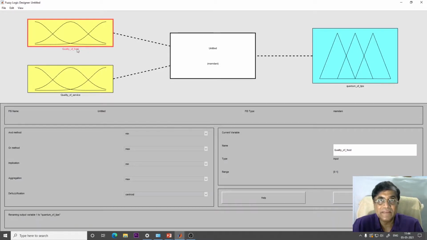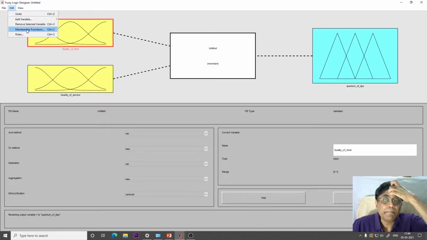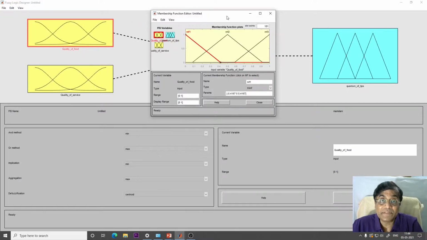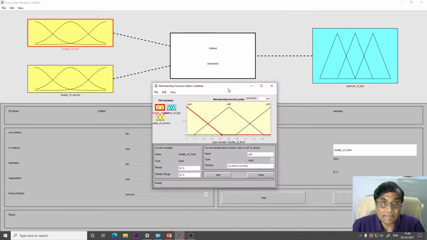What do I mean by quality of food? What do I mean by quality of service? So again I will have to go to edit, and then I will have to have membership functions. So these are my membership functions. You see, for input quality of food.